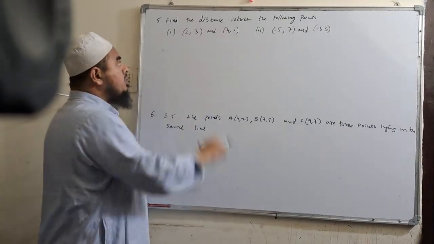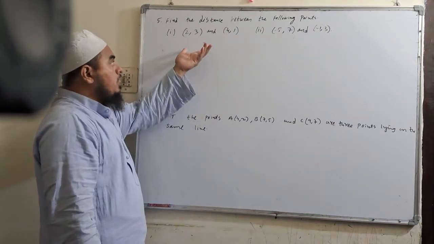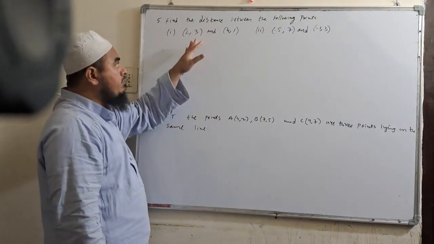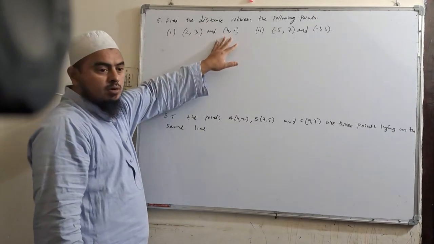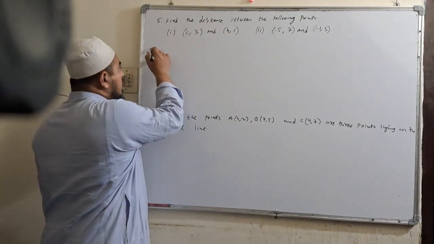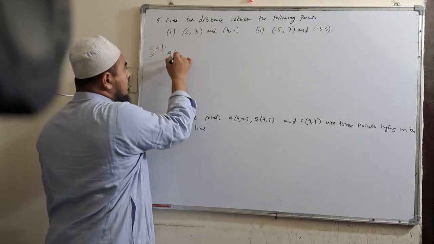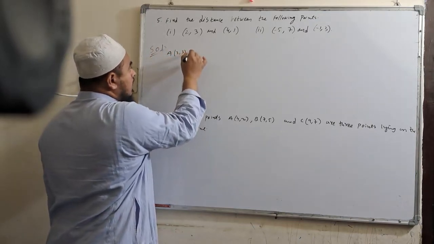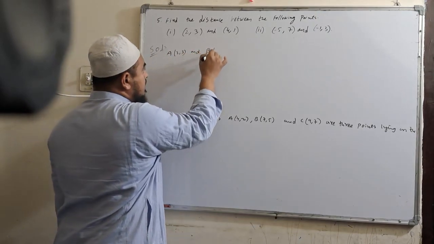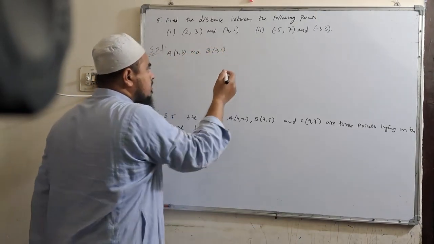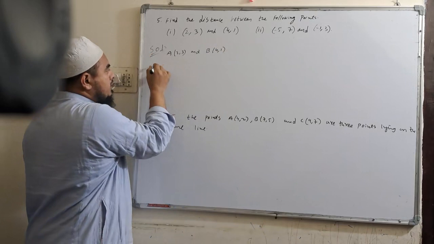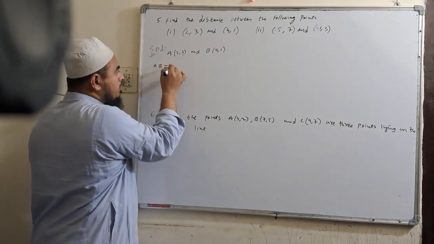here we have another problem where we are asked to find the distance between (2, 3) and (4, 1). So you can take this as A (2, 3) and B is (4, 1). XY also you can take. So you have to find the distance between these two, that is AB.